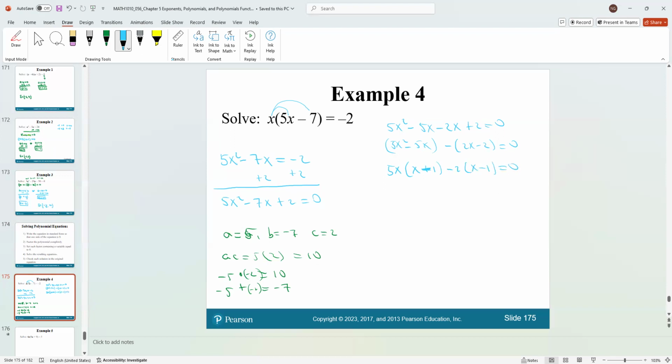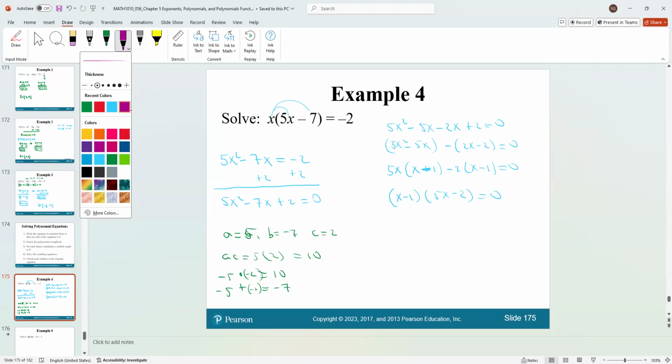We factor by grouping. That's the technique of factoring by grouping. If for some reason you forget how that works, you can go back and watch the previous video on section 5.3 and 5.4. Now, we factor completely our trinomial. We can solve by setting each factor equal to 0. I'm going to change and use a different color.